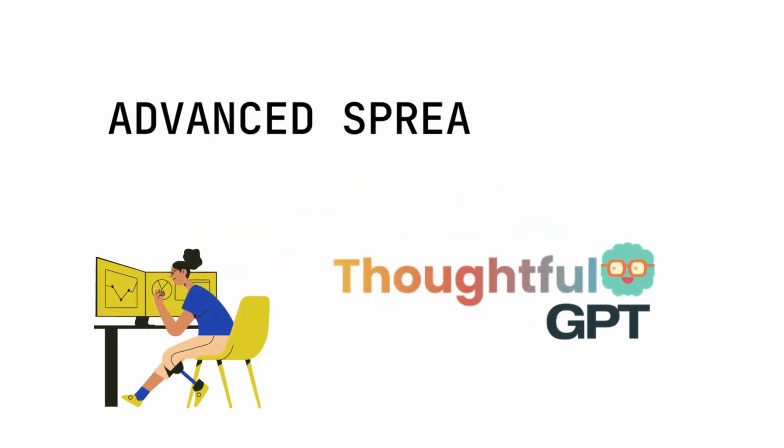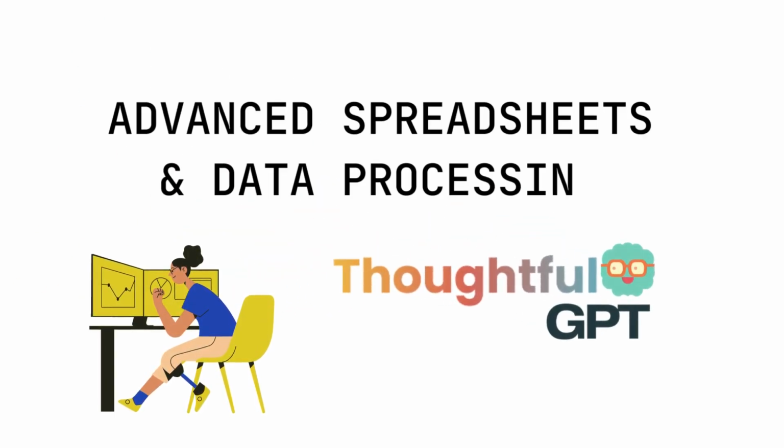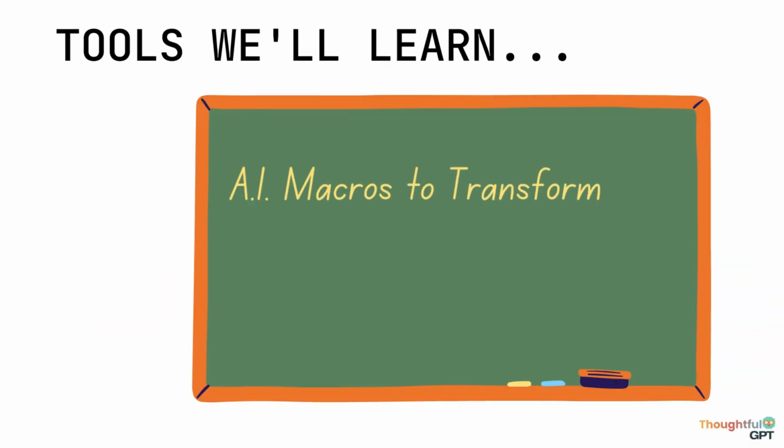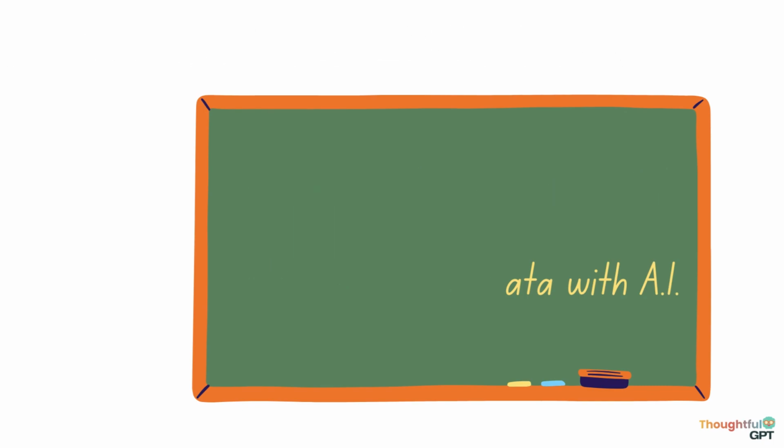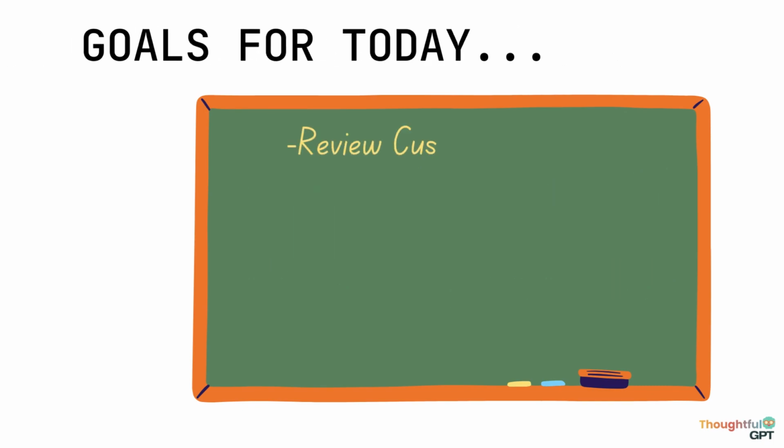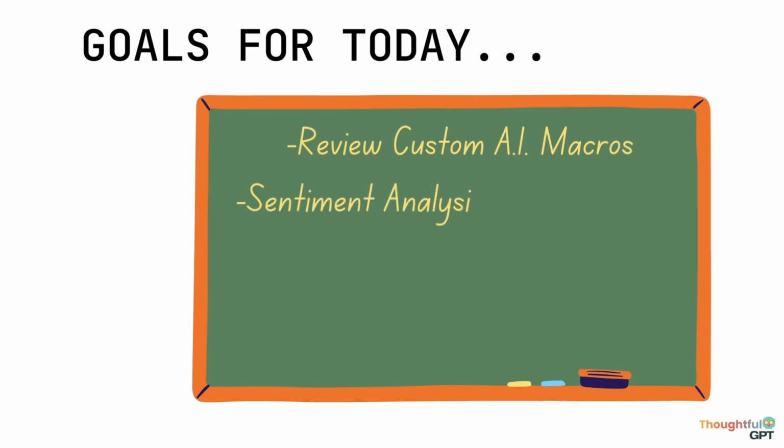Today, let's dive into ThoughtfulGPT's spreadsheet integration. This product demo will show you how to use our powerful spreadsheet macros and tools to transform individual cells and batch process data. We'll use a few of ThoughtfulGPT's custom macros to identify and assign unique sentiment scores drawn out from our employee feedback engagement survey.